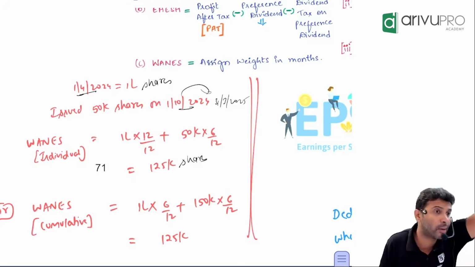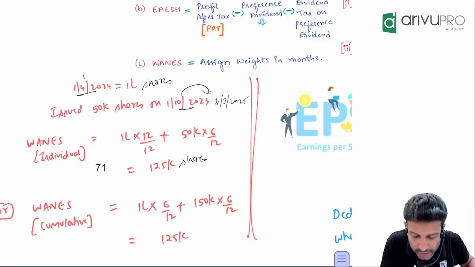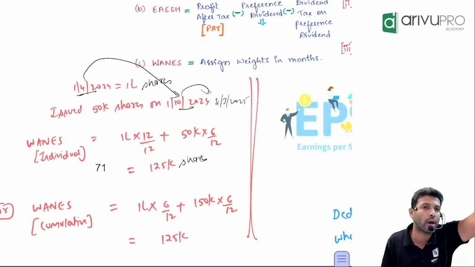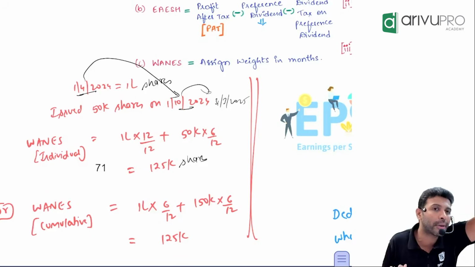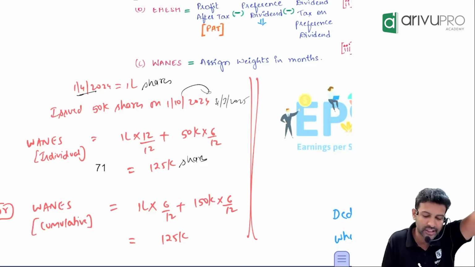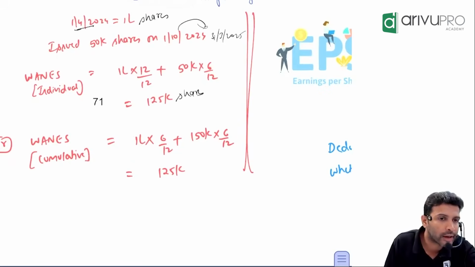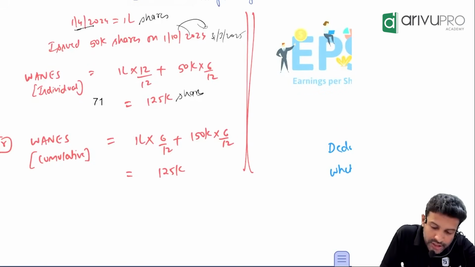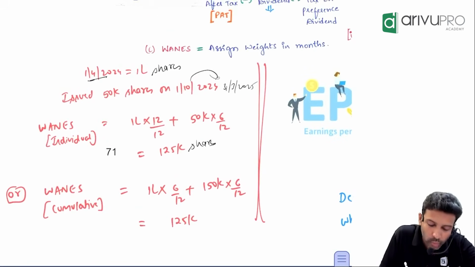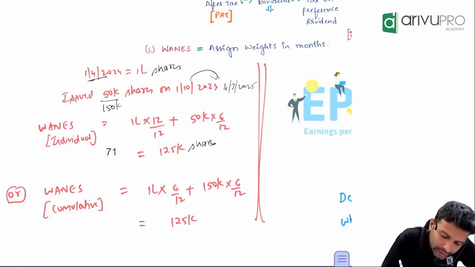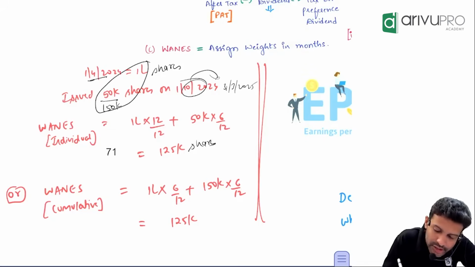Thereafter, they issued 50,000, so the number of shares will increase. Count from here to here. How many months? April, May, June, July, August, September. 1st October, you leave. 6 months. So for 6 months, company had 1 lakh shares. So you take 1 lakh into 6 by 12. Now from 1st October onwards, company has 1,50,000 total shares. Cumulative means total approach. How many total shares are now available from 1st October?